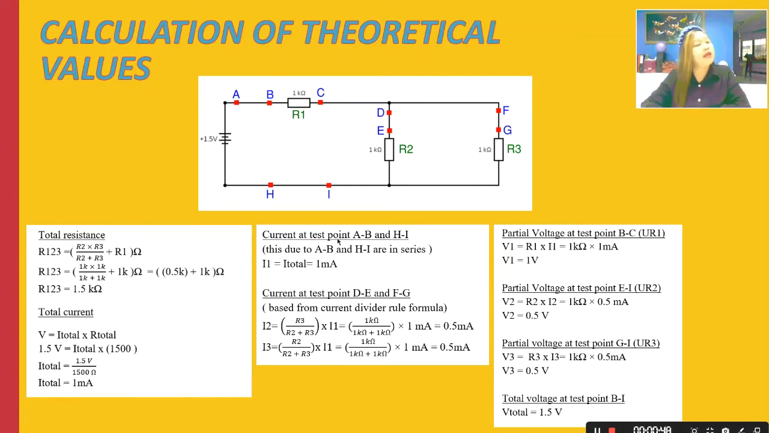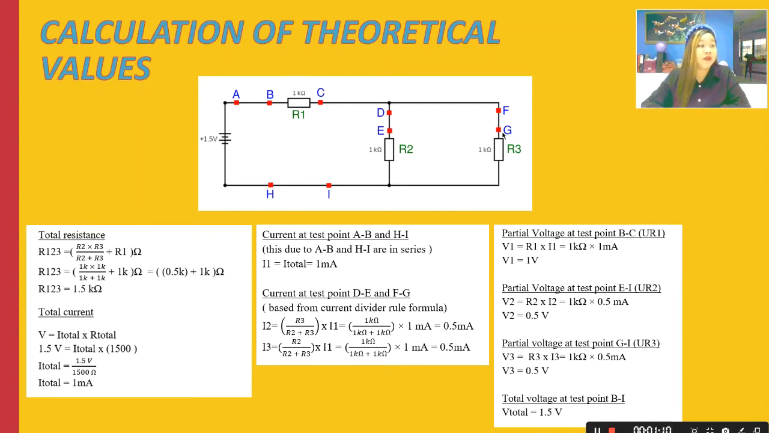Okay, the current at test points AB and HI, this is due to AB and HI being in series. So the current at test points AB and HI, which is I1, is equal to I total, the total current, which is 1 milliampere. And then the current at test points DE and FG.